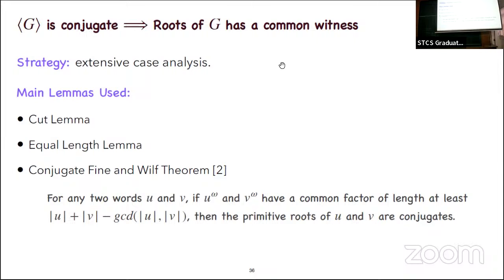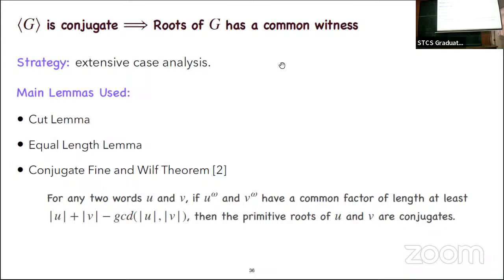So then what does common factor mean? Common factor means a contiguous subword. Like I have this u omega, v omega. At some point, if there is some factor, they are going to match like this. If there is some factor of this word such that they are the same, then the contiguous segment in u omega and v omega must be lined up. Yes, they are aligned.